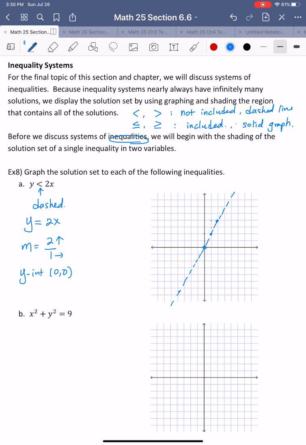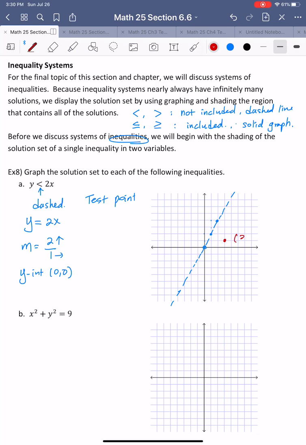So now this dashed line divides this region and this region. So we need to shade one. Which side is the solution? So what I do is I need a test point. You can choose whatever you want except a point on the graph. So let me use, what about this one?